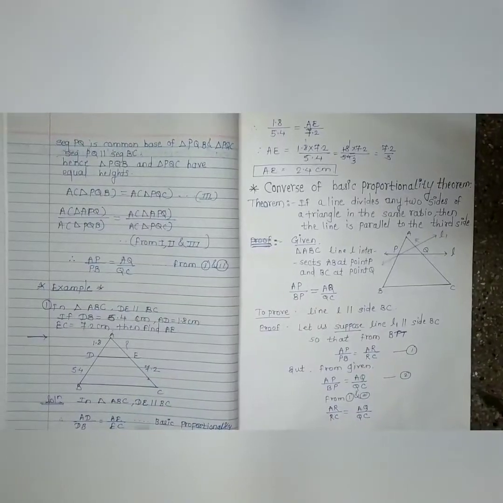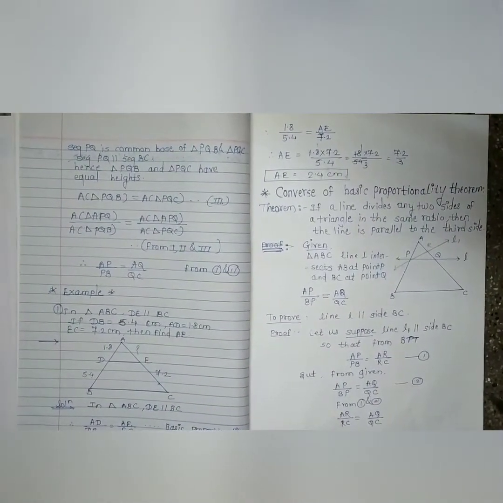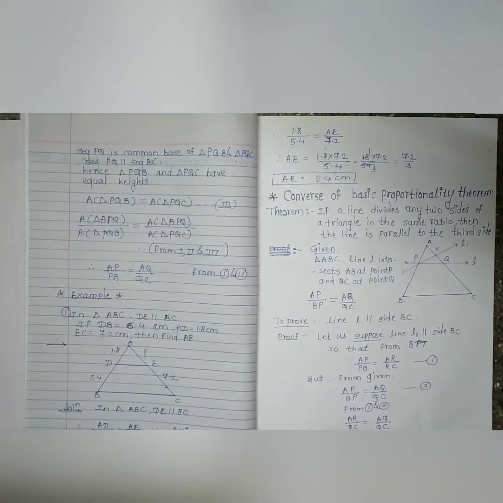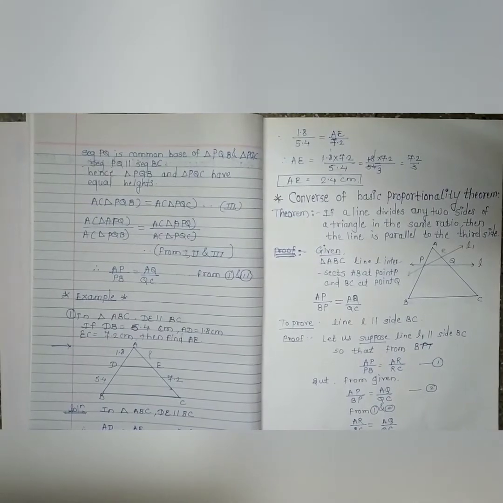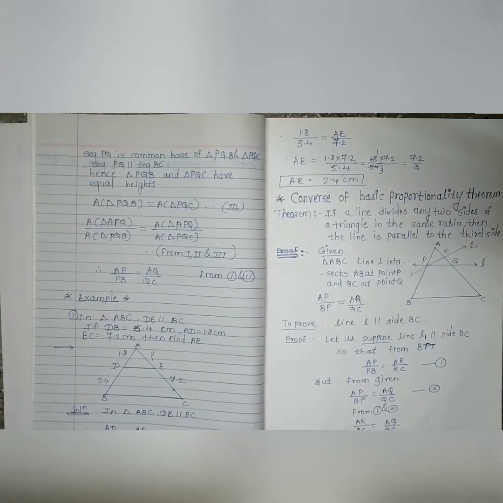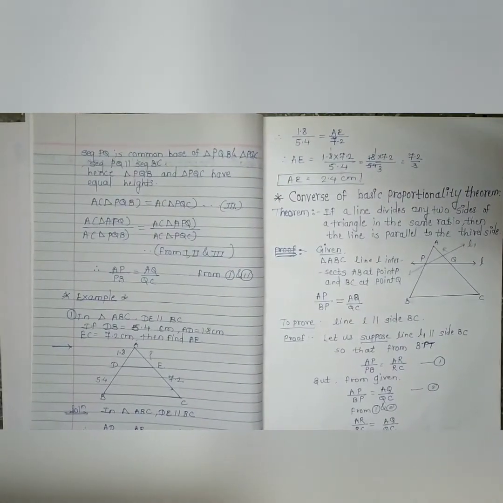Good morning students. Today we start the examples on basic proportionality theorem. First, what is the basic proportionality theorem? If a line parallel to a side of a triangle intersects the remaining sides in two distinct points, then the line divides the sides in the same proportion.